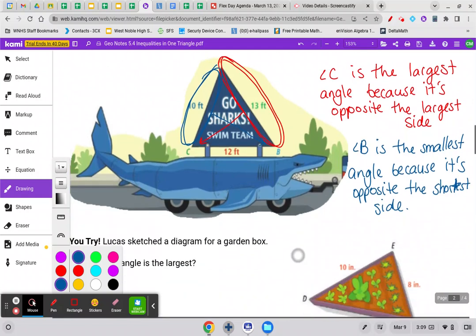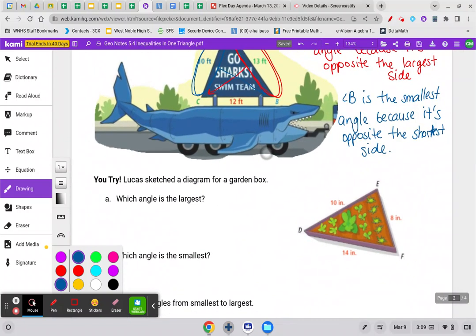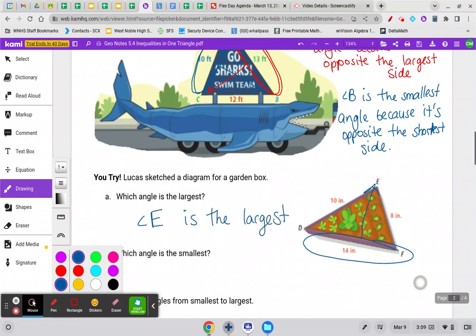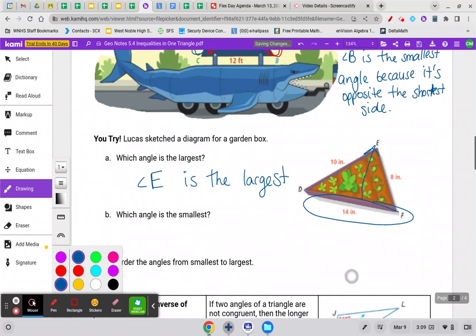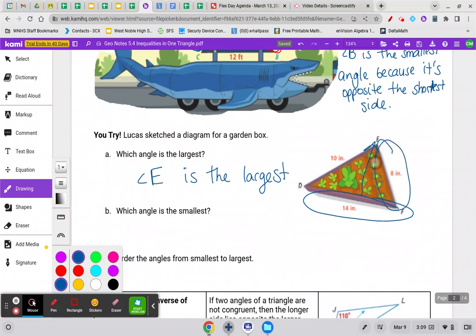So we can continue to compare things on this. You try: go ahead and pause the video and try it out. Okay, so hopefully you've tried it. Which angle is the largest? Well, the angle has to be across from the largest side. 14 is the biggest side length, so angle E is the largest. Without knowing any degrees or anything, we know it must be the biggest. Angle D must be the smallest because it is across from the smallest side.